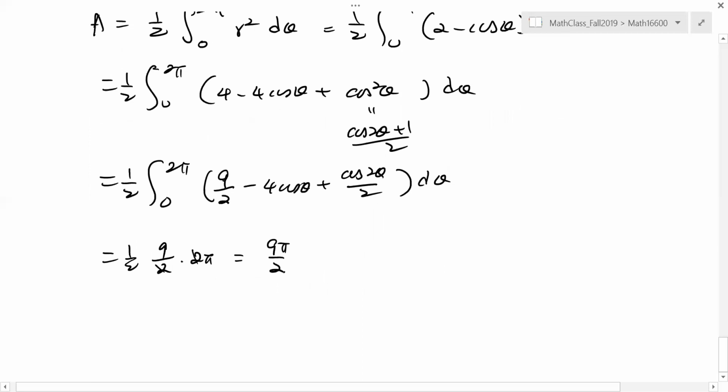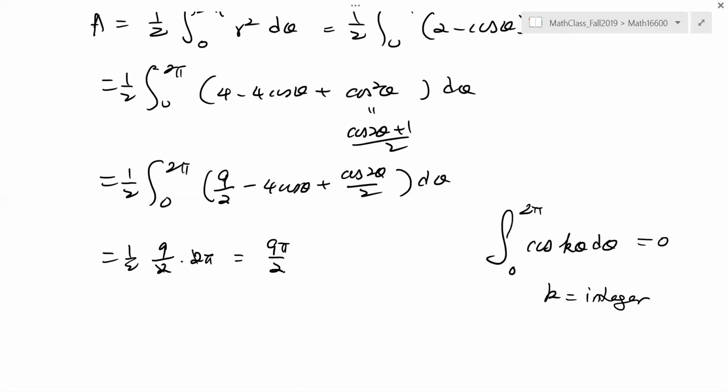Yeah. So the integral of cosine k theta d theta, when theta goes from 0 to 2 pi, is always 0 if k is an integer. So you don't need to waste time finding antiderivatives. All right.